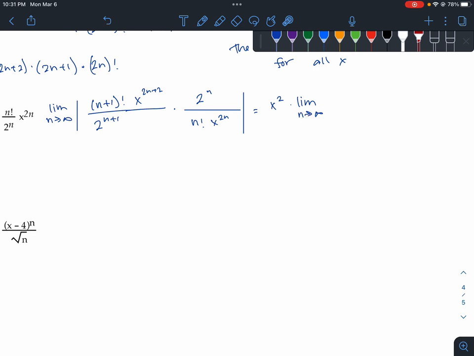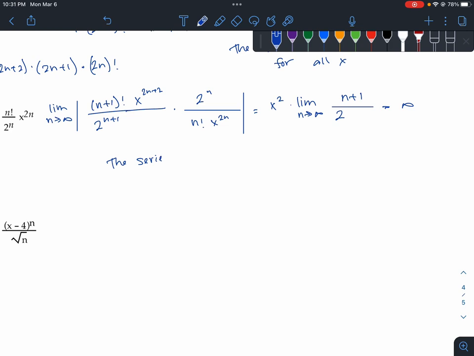Okay, so the limit as n approaches infinity, this is going to be equal to 1/2. So I know that I'm going to have a 2 in the denominator, and then this right here is going to be equal to n plus 1, and that's everything. So if I apply the limit as n approaches infinity, that's going to be equal to infinity times x squared, which is infinity. And by the ratio test, if your power series limit is infinity, then the series converges only at the center point.